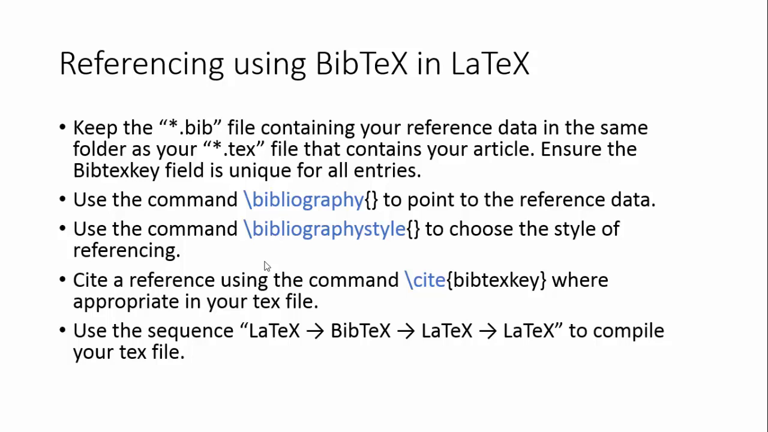You have to keep the bib file containing your reference data in the same folder as your tex file, and ensure that the bib file contains the BibTeX field unique for every entry. You can use the command bibliography to point to the file name containing the bibliographic references, and you can use the command bibliographystyle to choose the style of referencing, alphanumeric, number wise, or name plus year, etc. And you can cite a given reference using the command cite, and you can place it at any point in your document. You may have to compile multiple times so that the references are available while compiling.